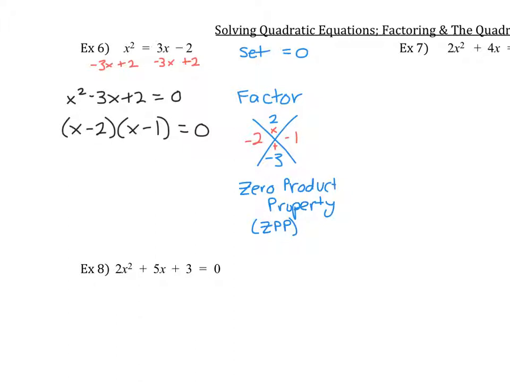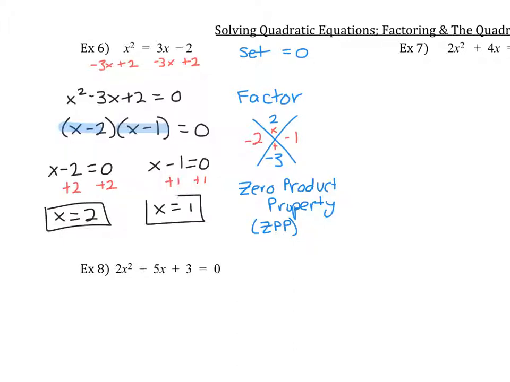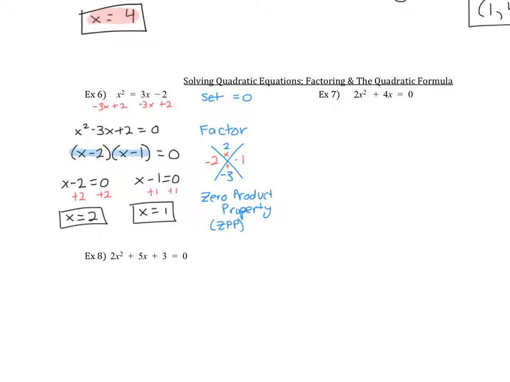This property involves setting each factor individually equal to 0. So I'm going to take my first factor, x minus 2, and set it equal to 0. And then I'm going to take my other factor, set it equal to 0, and finish solving separately. I'll use my inverse operations, and you can see that I get two different answers, x equals 2 and x equals 1. That's very common with quadratic equations. Sometimes you'll get a single answer, and sometimes you'll end up with no solution. Just be aware it's totally normal to get two answers when you have a quadratic equation.